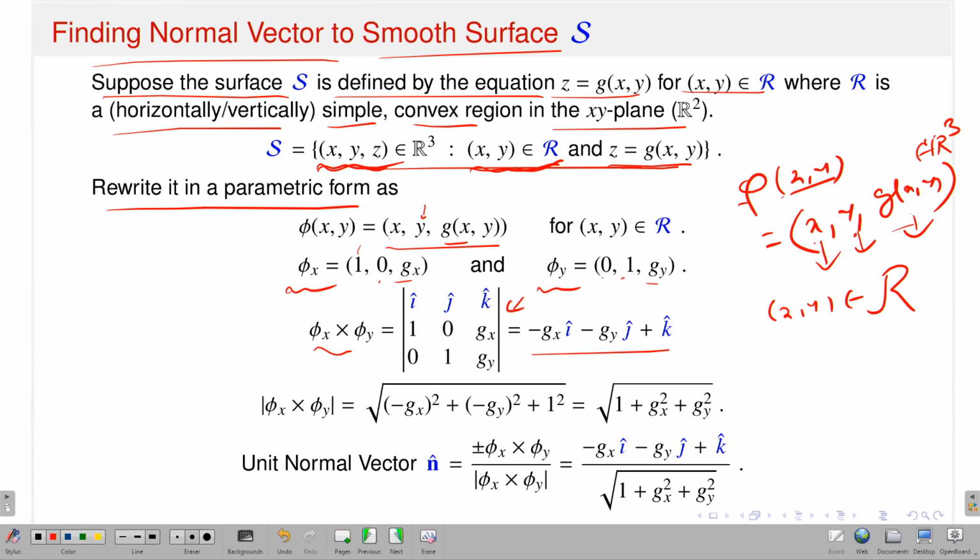So, this component is minus gx times i cap, minus gy times j cap, plus 1 times k cap. If I take the absolute value or norm, it is the square root of minus gx squared, minus gy squared, plus 1 squared. That means this is the square root of 1 plus gx squared plus gy squared.